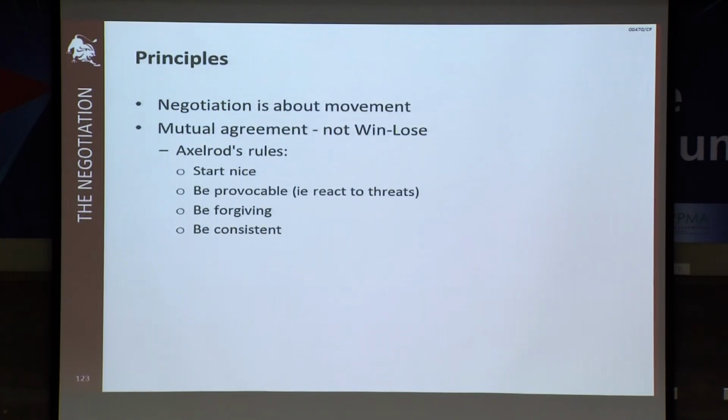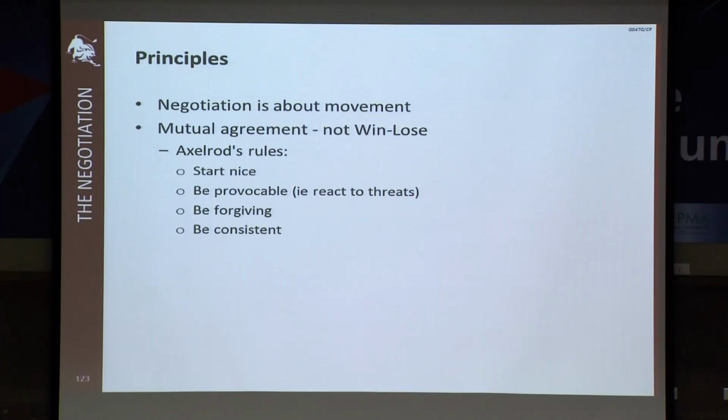Now, the key principle here is that negotiation is about movement. It's about mutual agreement. It's about a win-win solution. If I end up doing a fantastic deal and my partner ends up walking away thinking they've done a bad deal, probably 1-2 years later, the deal is going to come unraveled. Something is going to go horribly wrong. So you want to make sure both parties walk away thinking, they may not have got everything they wanted, but they certainly feel that they've got a good deal and they're glad they're about to sign.